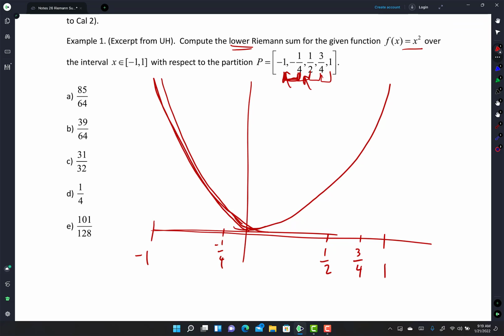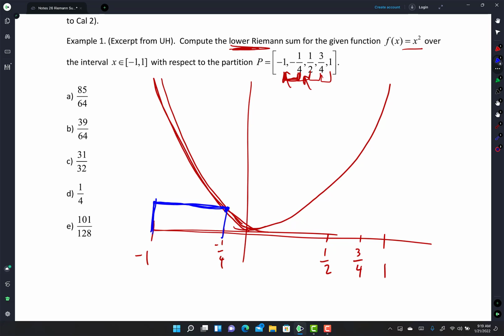Between -1 and -1/4, we're doing lower Riemann sum. So lower means pick the lowest point. I'm going to do it in blue. So between -1 and -1/4, on that curve, where's my lowest point? So I'll go to -1/4. There's my first rectangle. Are we still okay?